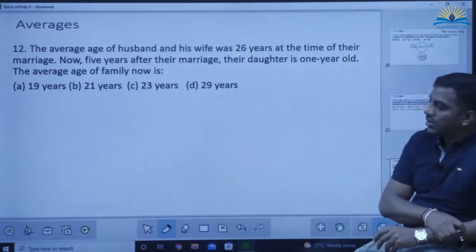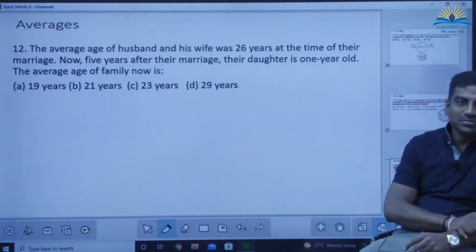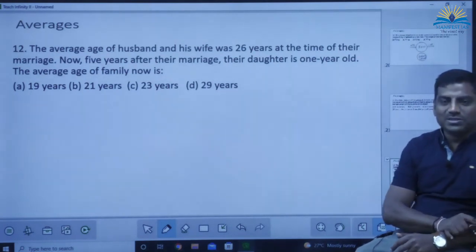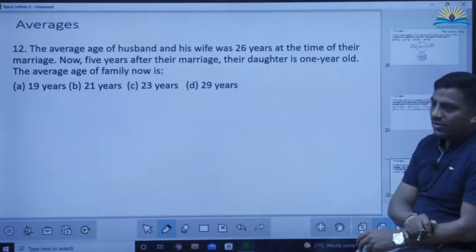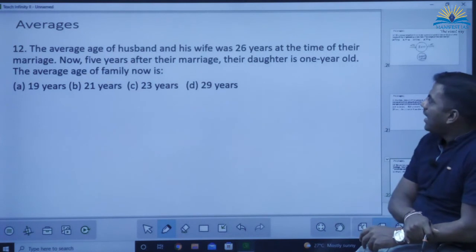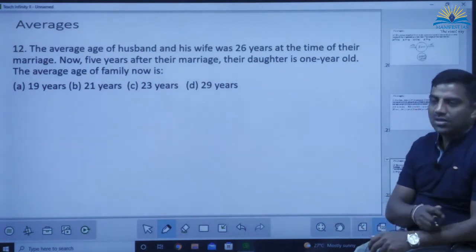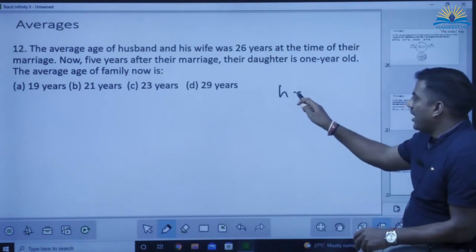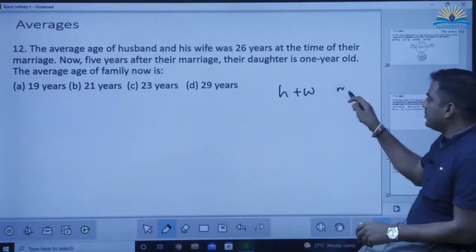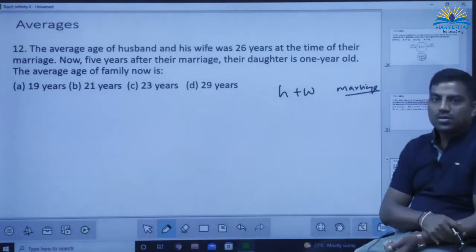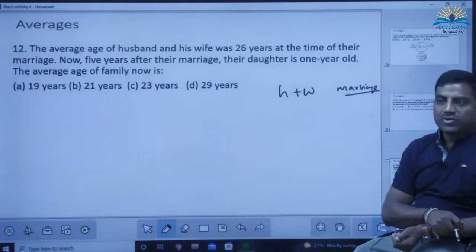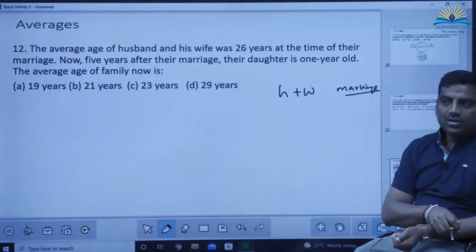Next, a very beautiful problem. It looks very simple, but people commit mistakes in this. The average age of husband and wife was 26 years at the time of their marriage. I have told you, as soon as you read average, your mind should work for sum. Now tell me, what is the sum of the ages of husband and wife at the time of their marriage?